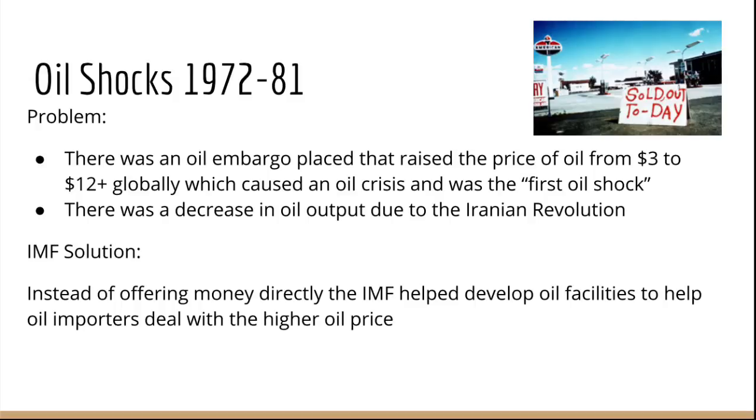To solve this problem, the IMF had to survey first and realized that they did not actually have jurisdiction over the countries that were causing the oil shock, and thus lending money was not the right solution. Instead of offering money directly, the IMF helped develop oil facilities to help oil importers deal with the higher price for gallons. This helped people who needed oil get it and thus stimulate the economy.